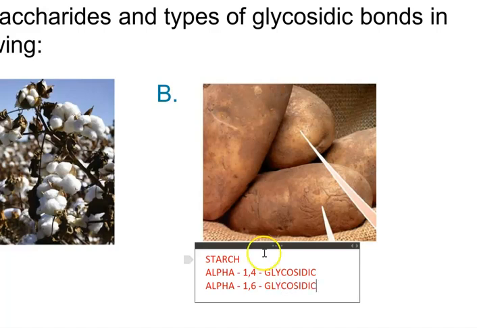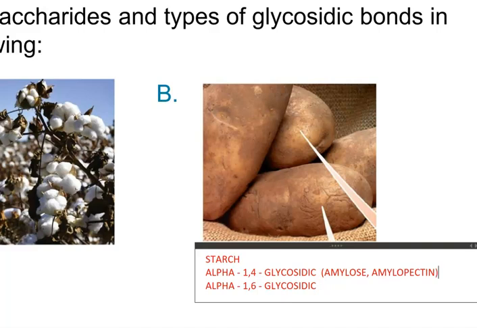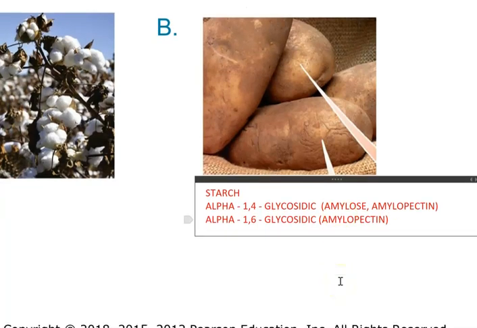So the question, alpha 1,4 glycosidic, in which components of starch is it found? Amylose, yes, and amylopectin. There's no glycogen in potatoes. Alpha 1,6 glycosidic, only amylopectin. Does that make sense? Yes, good.